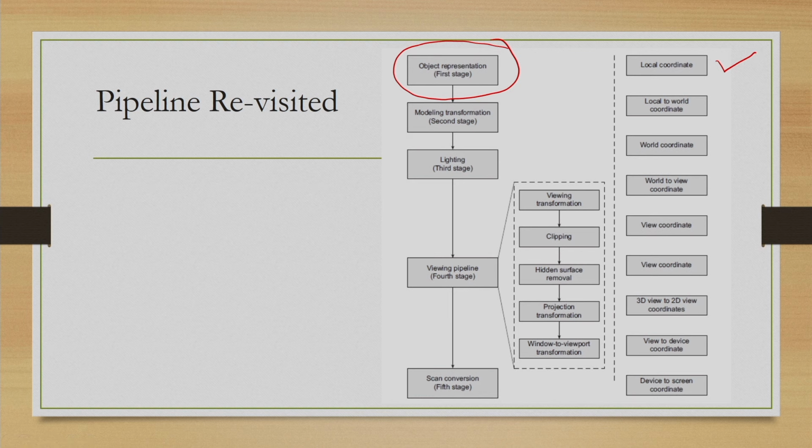In the second stage, we combine these objects together to form a scene. That stage is called the modeling transformation stage, and here we essentially perform a transformation from the local or object coordinate system to the world coordinate system, and at the end of it we get a scene in the world coordinate system. In the third stage, we assign colors to the object surface points. So, color assignment takes place in the world coordinate system.